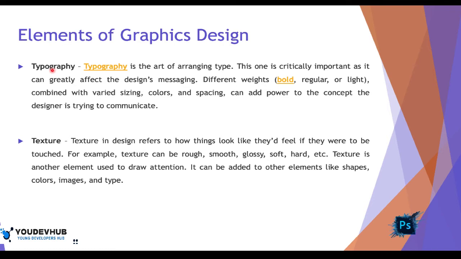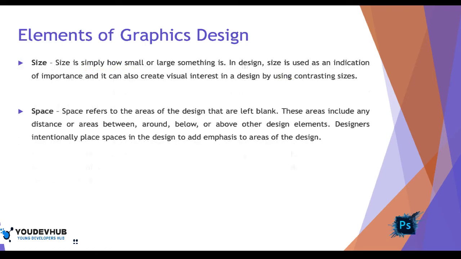Then we go to texture. Texture in design refers to how things look like they would feel if they were to be touched. Now, how does the graphic look? Is it something that is going to bring things into reality? Is it a graphic that is going to make you feel like wanting to be there? For example, texture can be rough, smooth, glossy, soft, or hard. Texture is another element used to draw attention. It can be added to other elements like shape, color, images, and type. So the texture is basically how the work is going to feel if it was supposed to be in real life. Other elements include size and space.